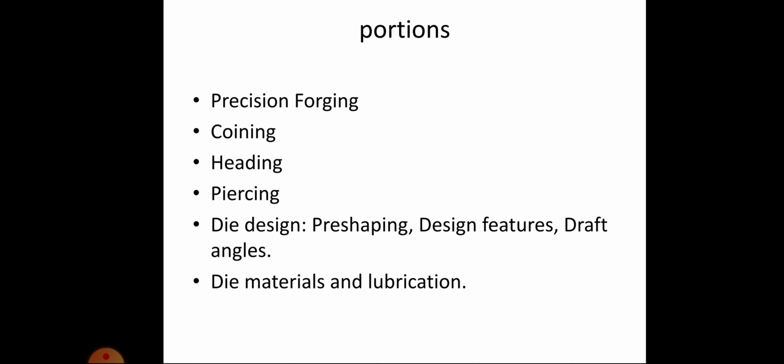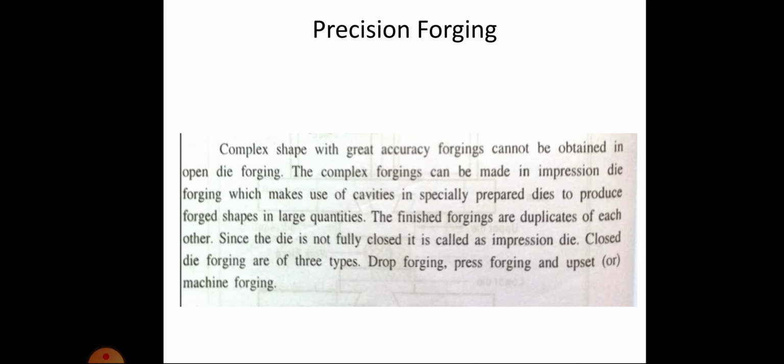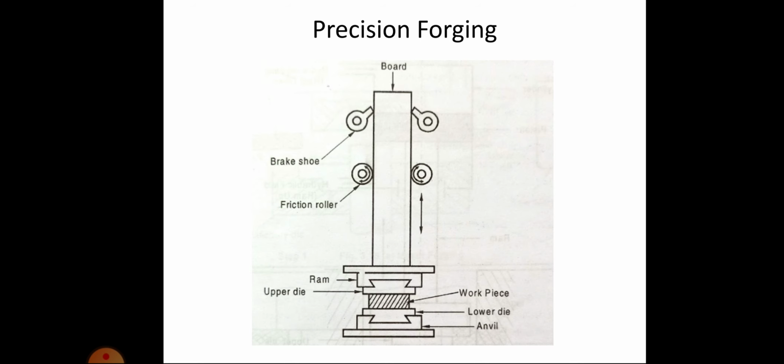In this video, the portions to be covered are precision forging, coining, heading, piercing, die design, that is pre-shaping, design features, draft angles, and die materials and lubrication. Okay. First of all, precision forging. That is shown in this diagram.